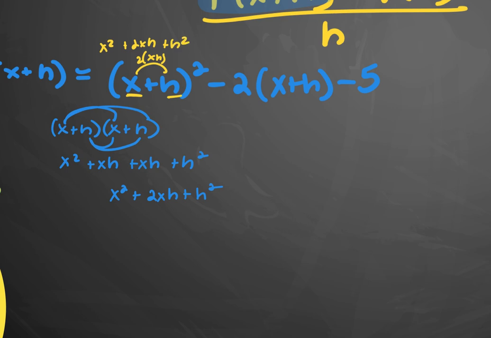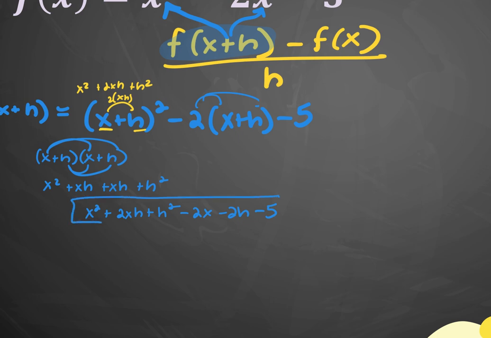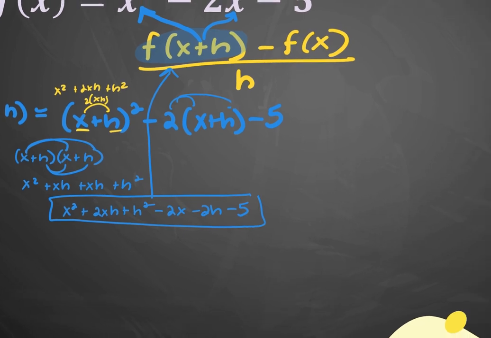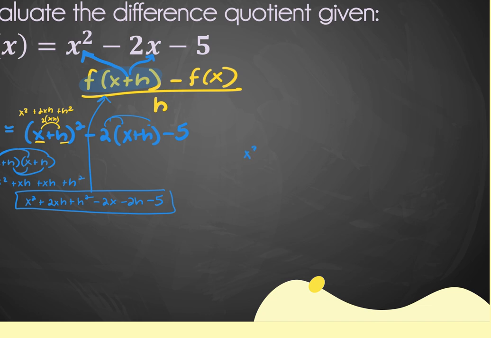That's just the first part. Then I'm going to do minus 2 times both of these. So minus 2x minus 2h, and then the minus 5. Look to see if you can combine like terms. There's nothing there to combine. That whole thing is your f of x plus h. So I get x squared plus 2xh plus h squared minus 2x minus 2h minus 5.